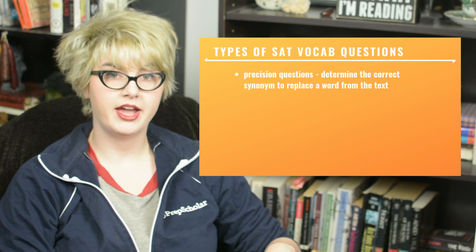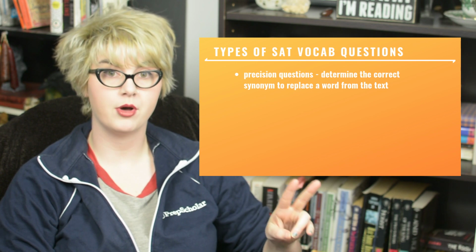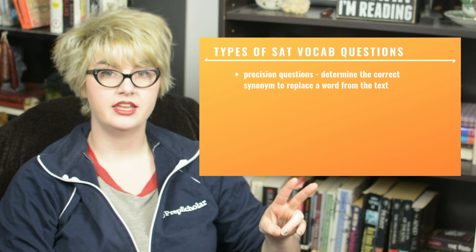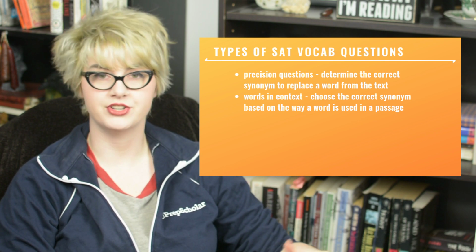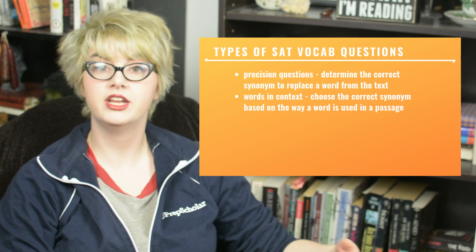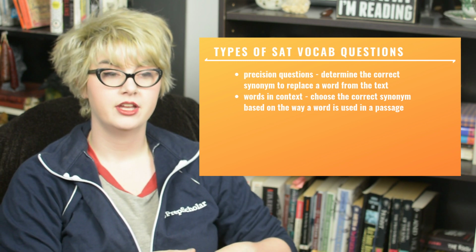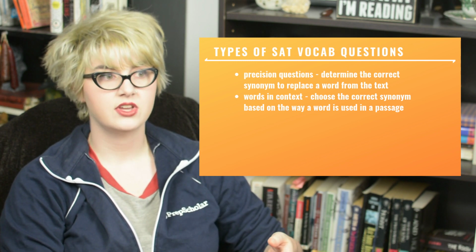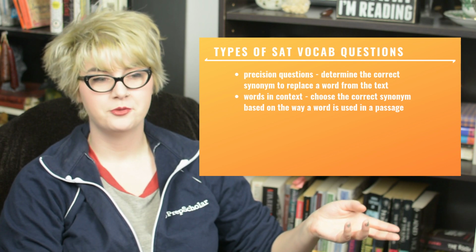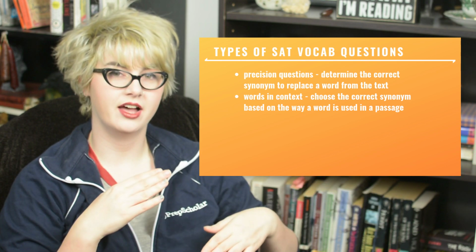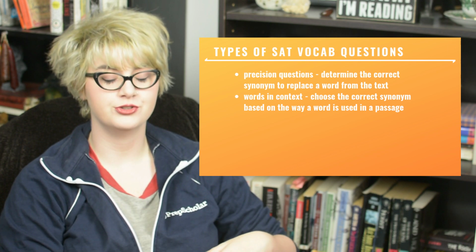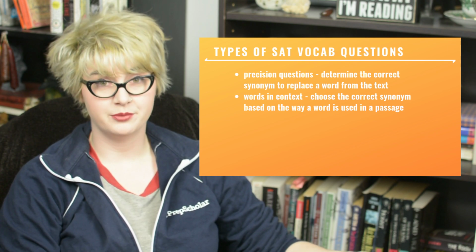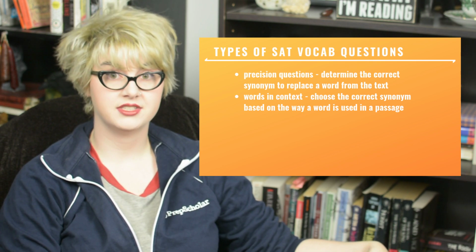So the second way that vocab questions are going to show up on the SAT is going to be in words in context questions. Words in context questions are exactly what it sounds like. That's when you're going to be reading a passage and you're going to have, in line 50 of the text, the word left means, and then you'll have a multiple choice answer of different meanings for the word left that you could choose from.